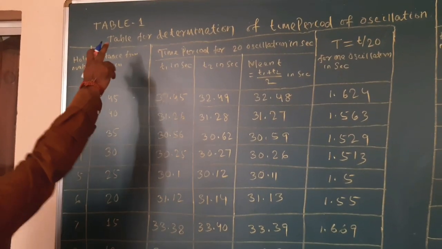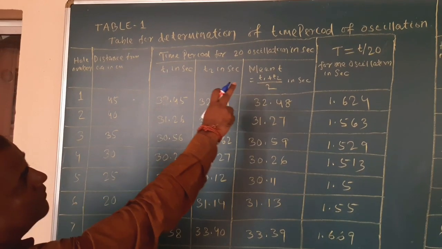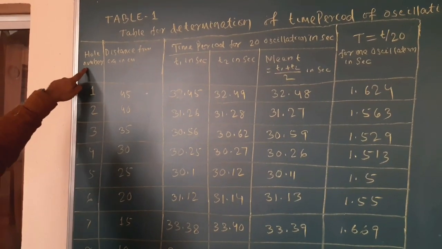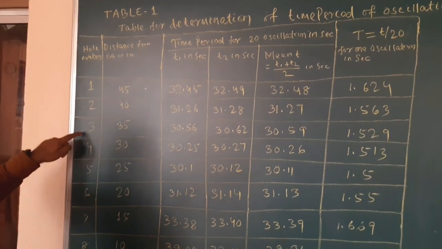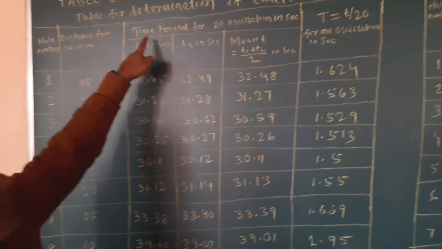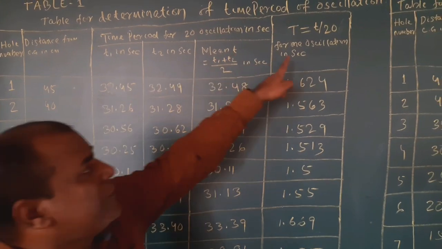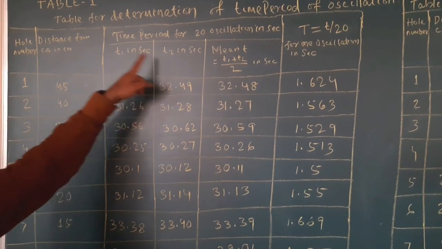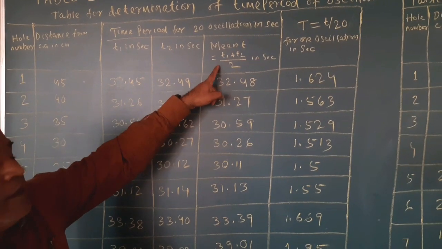See here, table 1, the table for determination of time period of oscillation. In the first column, hole number, that is 1, 2, 3, 4 up to 9. Then distance from the center of gravity, then time period for 20 oscillations, then time period for 1 oscillation. Time period for 20 oscillations are T1 and T2, and then you will find the mean T.